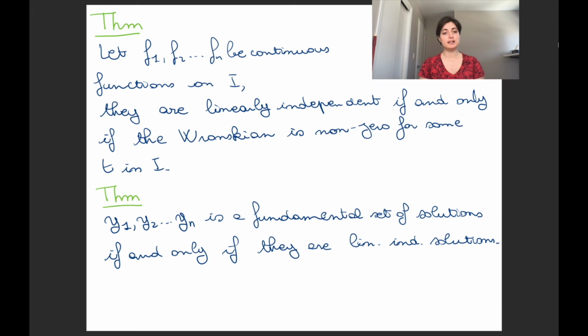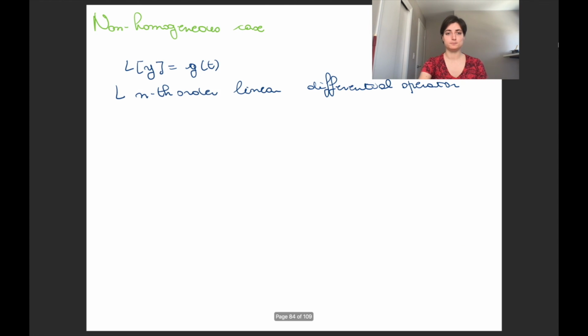And we conclude by saying that y1 to yn is a fundamental set of solutions if and only if they are linearly independent solutions. So we can go through that in 2 different ways. We can either try to find linearly independent solutions and then we construct a fundamental set, or we can try to find things that fit the Wronskian properly, and then we know that they're linearly independent.